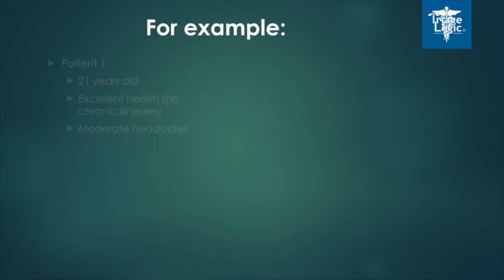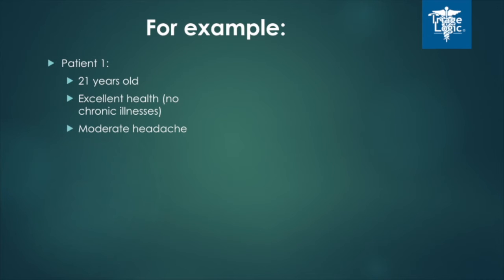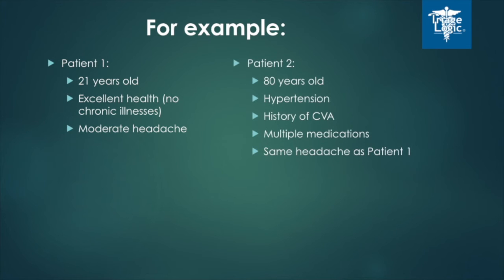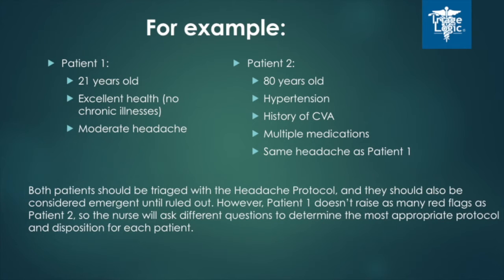For example, a patient that is 21 years old, has no chronic illnesses, and is in excellent health with a moderate headache might not raise as many red flags as the 80-year-old patient with hypertension, a history of CVA, on multiple medications, who presents with the same headache. While both patients should be triaged using the headache protocol, and both patients should be considered emergent until ruled out, the nurse will ask different questions to each patient to determine the most appropriate protocol to use and disposition to reach.